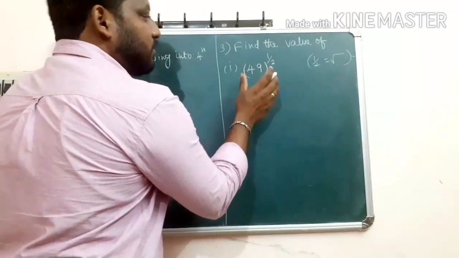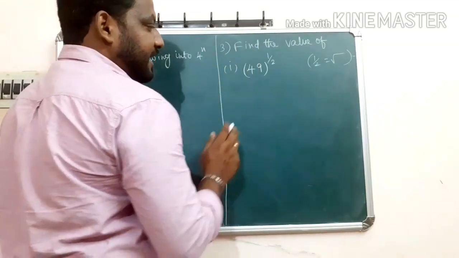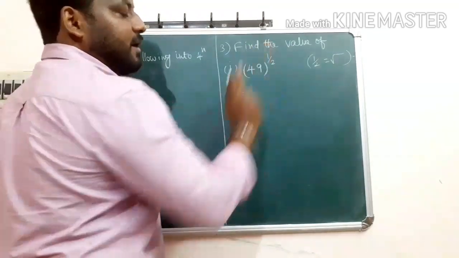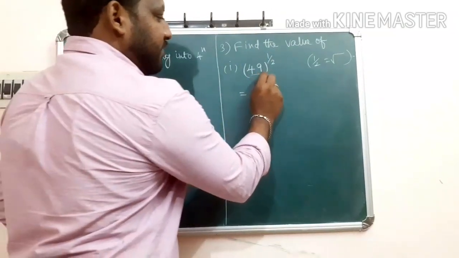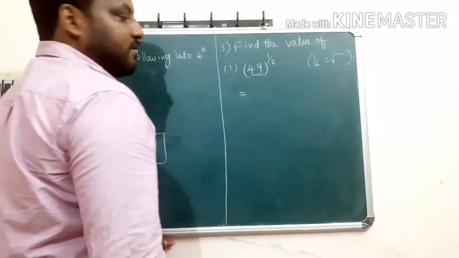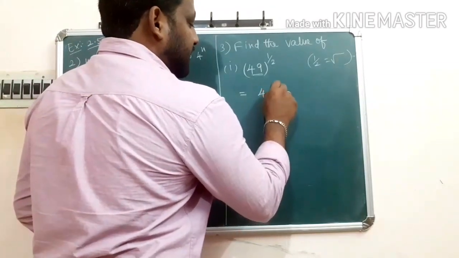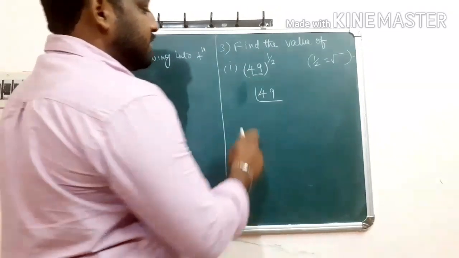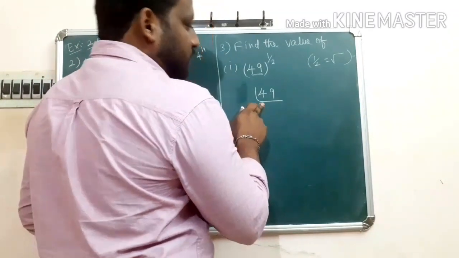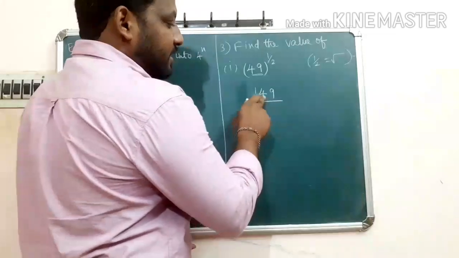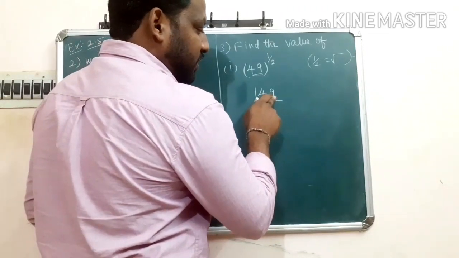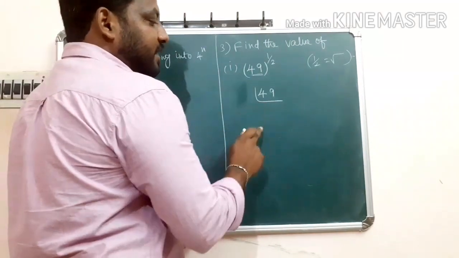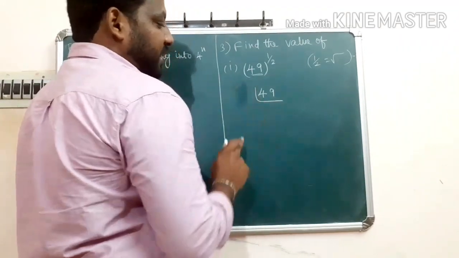But here you have to use the radical index only. For that, 49 the whole power 1 by 2. Here the given number is 49, so you have to divide using the L division method. First of all, you have to check: is the number 49 an odd number or an even number? Odd number. So you have to divide by the least prime factor.